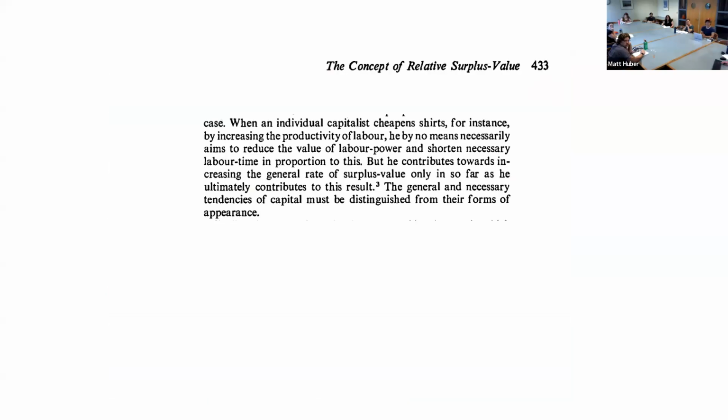Okay, so I had mentioned a problem, right? The problem is when an individual capitalist cheapens shirts, for instance, by increasing the productivity of labor, they by no means necessarily aim to reduce the value of labor power. This is something that took me several readings to get my head around: Marx is saying that the goal of relative surplus value is to decrease the value of labor power, but that's not really the goal of an individual capitalist, particularly if they're producing food. They're not trying to make it cheaper for another capitalist to exploit workers that eat that food, right?